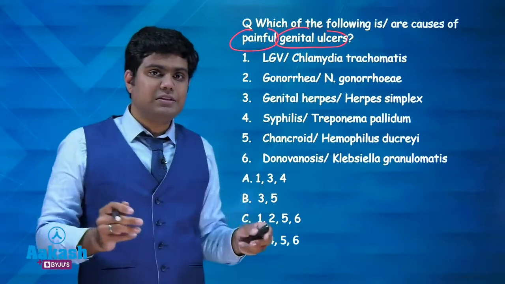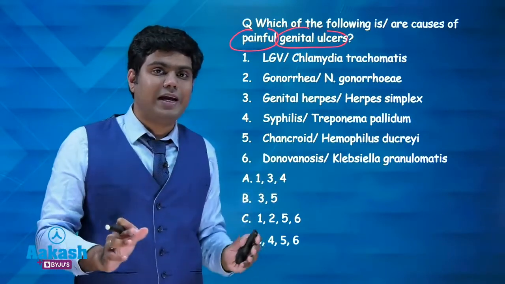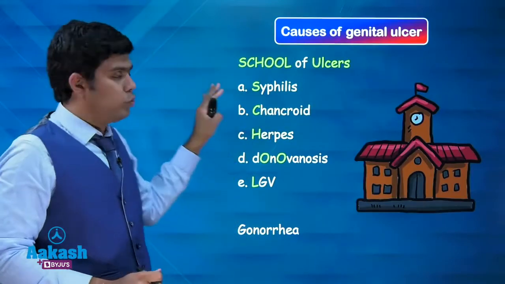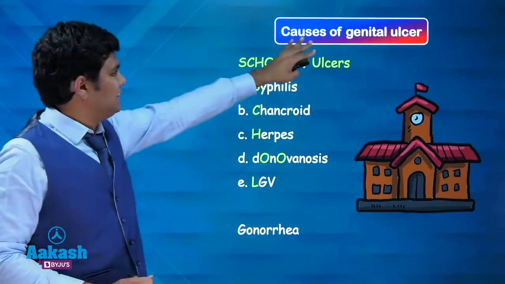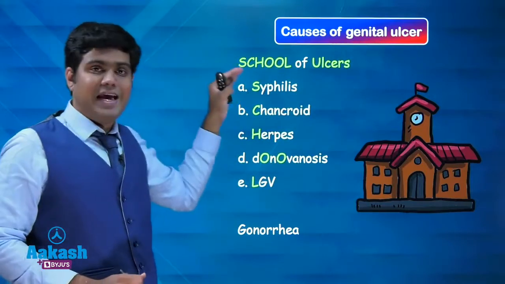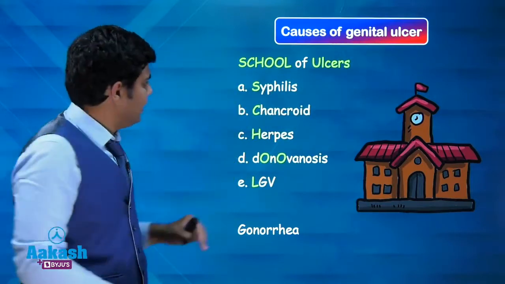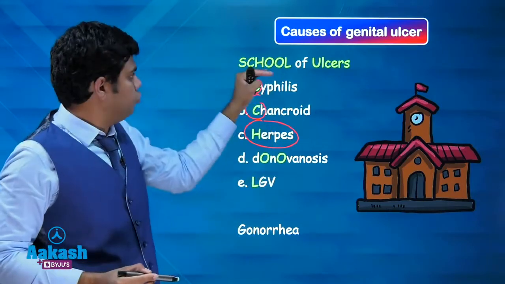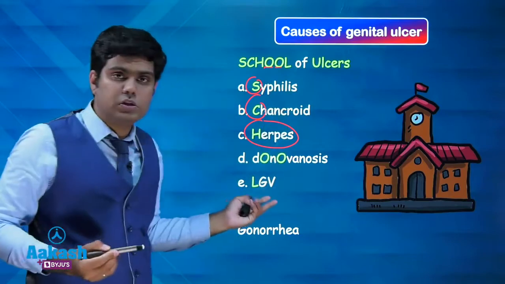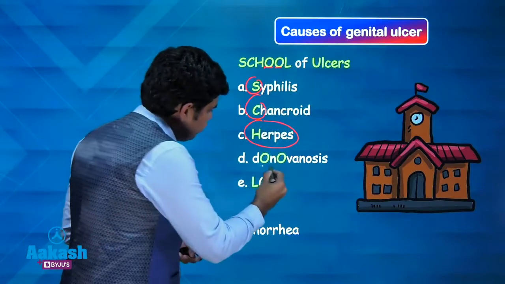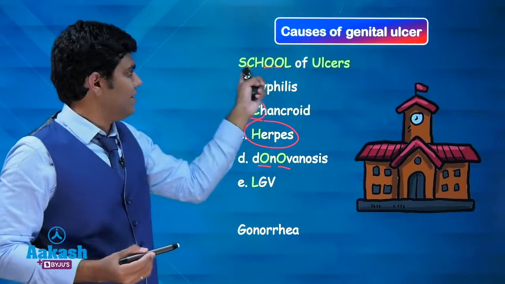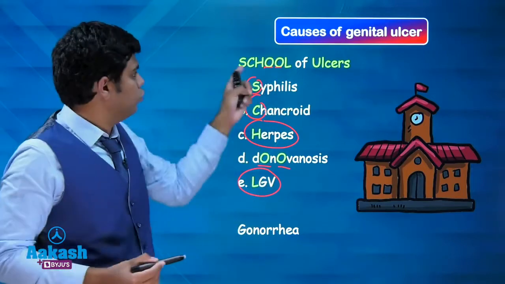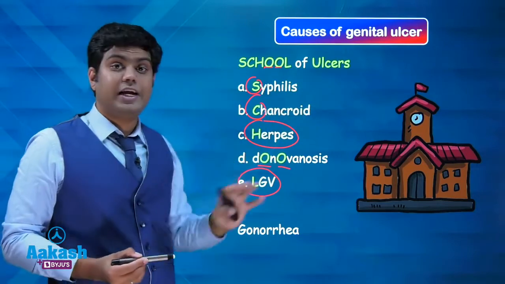I will discuss genital ulcers in short, and I promise you that you will never forget this topic in your entire life. So we have got a mnemonic here: School of ulcer. This is a mnemonic for causes of genital ulcer. S for syphilis, C for chancroid, S for herpes. School has two O's. So what are the two O's? Donovanosis. Donovanosis has two O's. What is L? LGV, right? School of ulcer. So these are all the causes of genital ulcers.